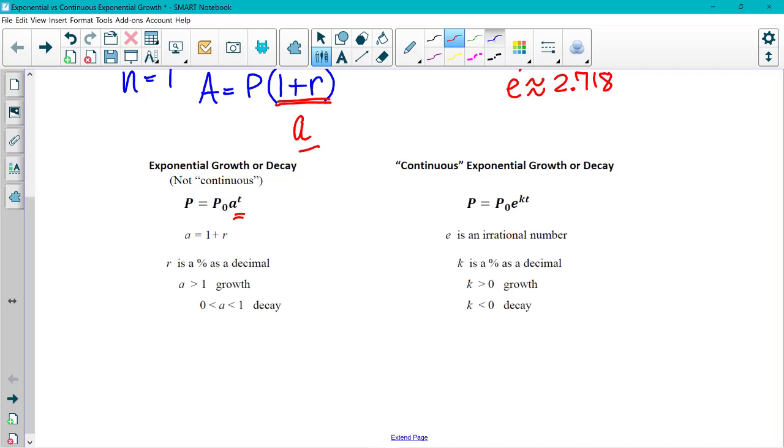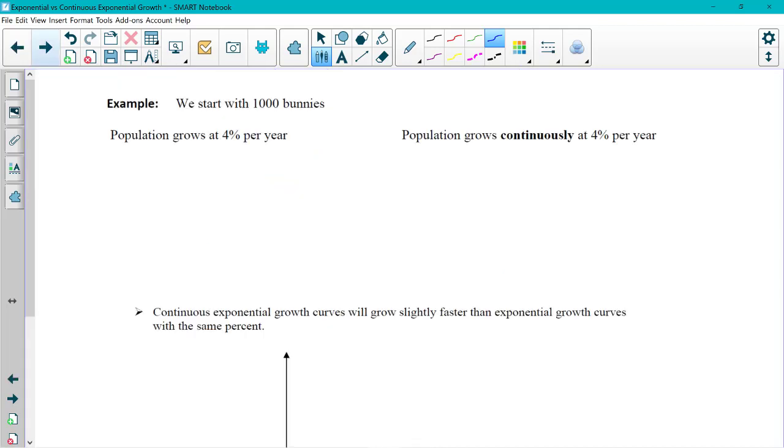So let's talk about our continuous then. Our base is E, and they just switch in this book, which you also did in exponential growth and decay in college algebra, using K rather than R, but it's the same idea. It's a percent as a decimal. If K is positive, it's growth. If K is negative, it's decay. All right, so let's look at an example and compare the two.